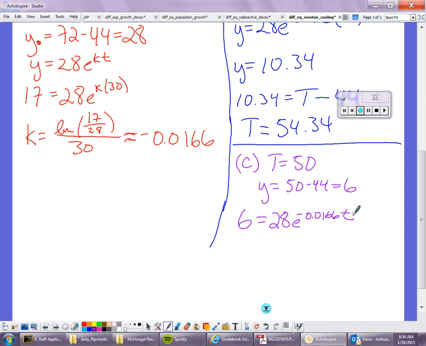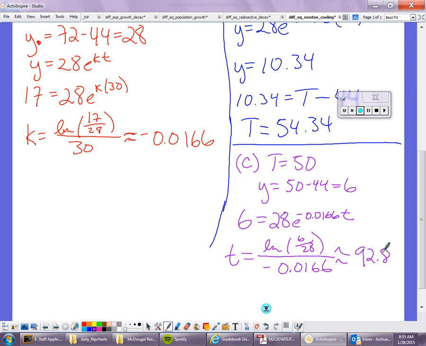We'll solve for that. To make a long story short, what's it going to be? Ln of 6 over 28 divided by negative 0.0166. And it better be more than 60, I guess, because after 60 minutes, it was only at 54 degrees. I think it comes out to like 90 something. Oh, I get 92.8 minutes. I actually did this part. Okay, 92.8. All right, so there's your third example.